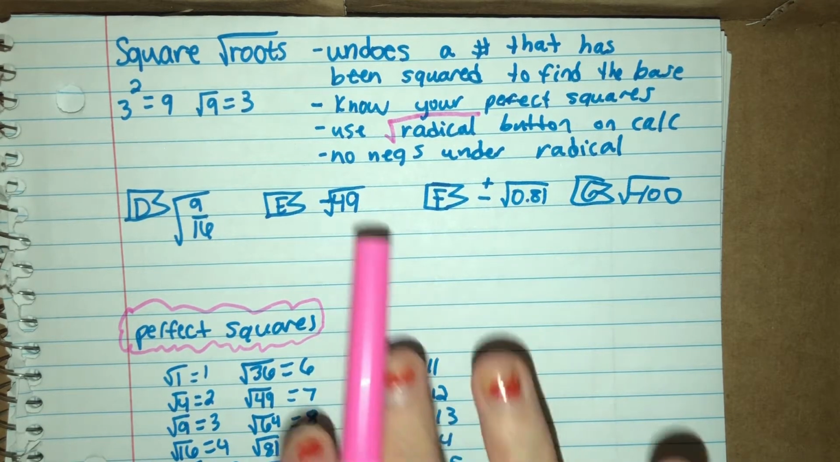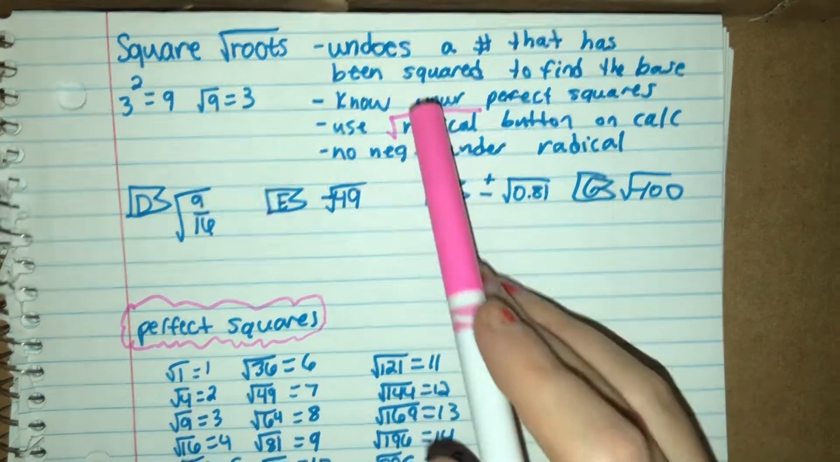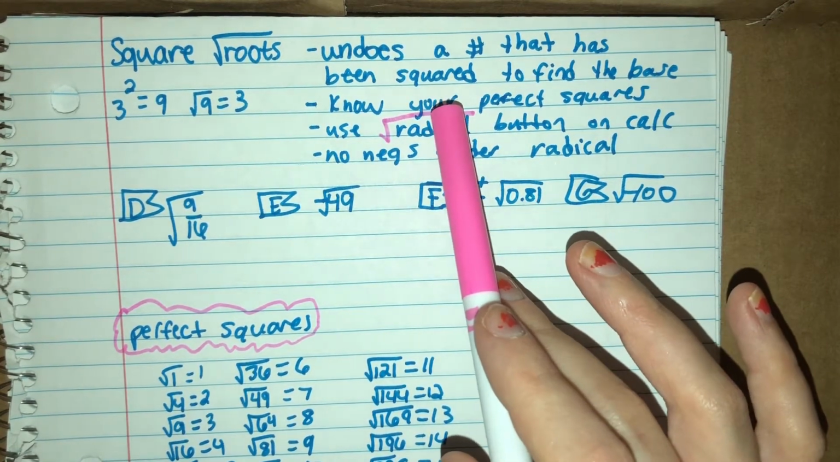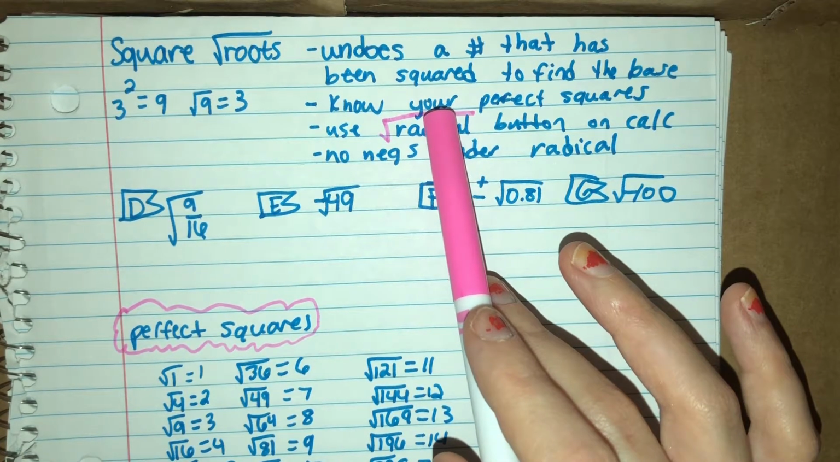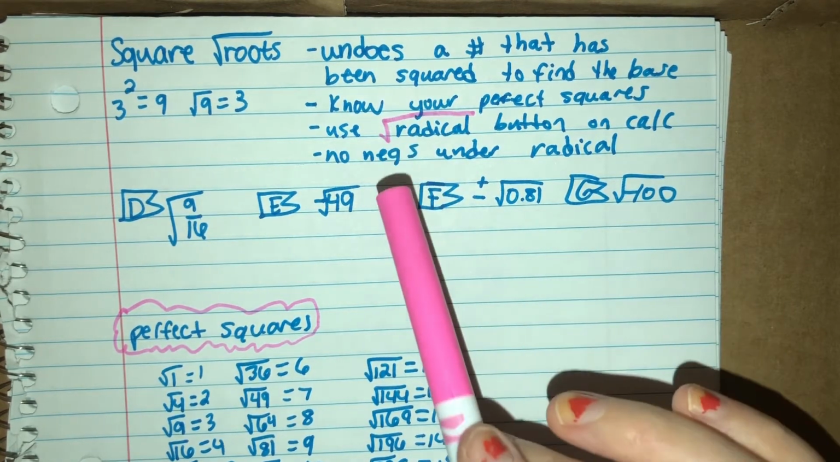The main thing about square roots is that there cannot be a negative inside this little radical because it won't give you a real number. So anytime you see a negative inside of a radical, it's not a real number.